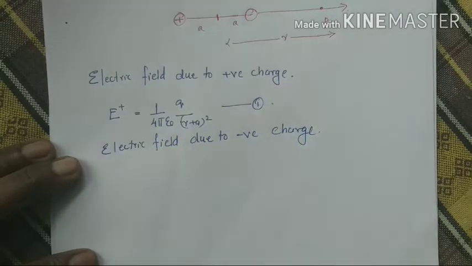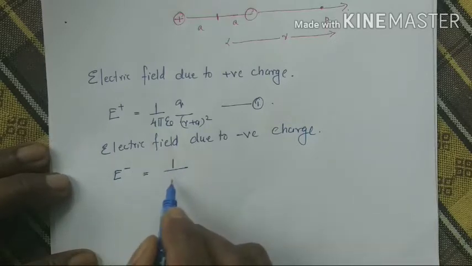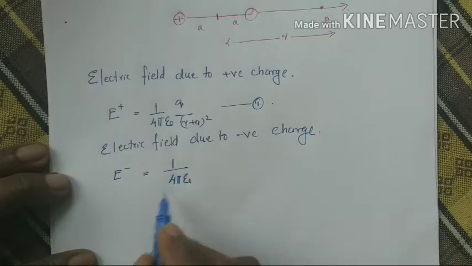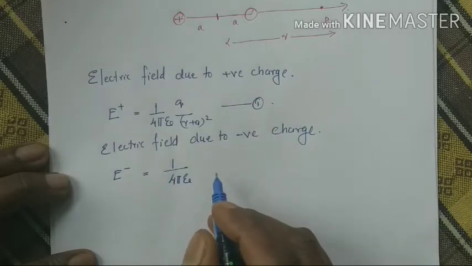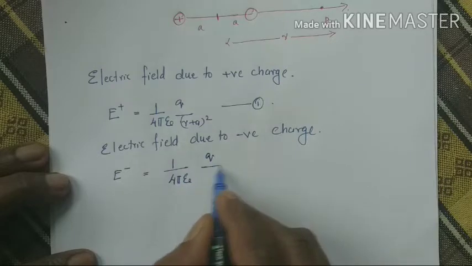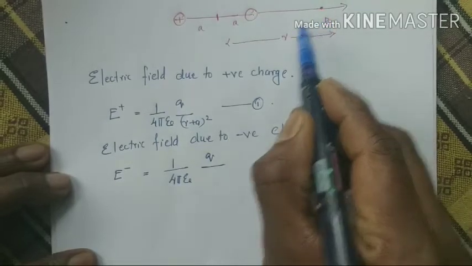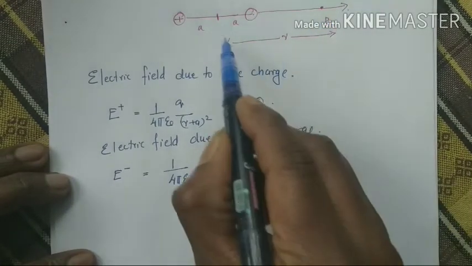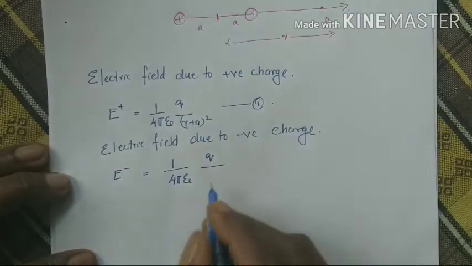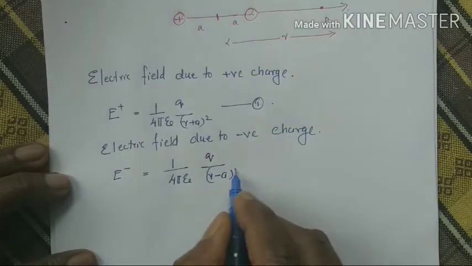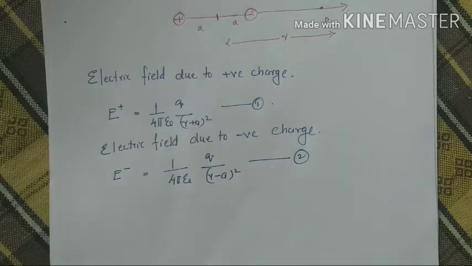So the electric field E minus due to the negative charge is E minus equal to again 1 by 4 pi epsilon 0. You can write it as Coulomb's constant 9 into 10 raised to 9 also, no problem. So 1 by 4 pi epsilon 0 q by (r minus a) the whole square. Why r minus a? Because the distance from the negative charge to the point P is r minus a. R is the distance from the center of the dipole to the point P. So it is clear. So (r minus a) the whole square, let it be equation number 2.